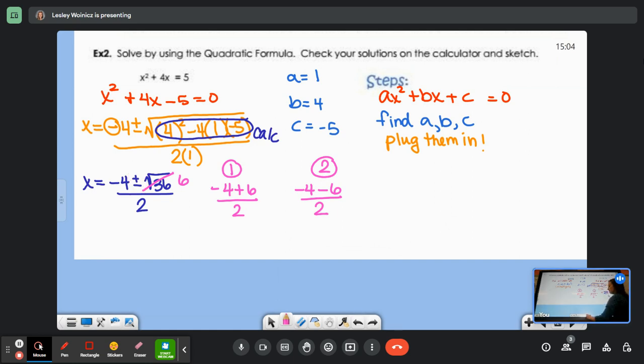So now we just have to simplify. So what's negative 4 plus 6? 2. What's 2 divided by 2? 1. Perfect. Negative 4 minus 6? Negative 10. Negative 10 divided by 2? Negative 5. Okay, these are the x's that make y 0, so they go in our curly brackets. That's it. That ain't bad.